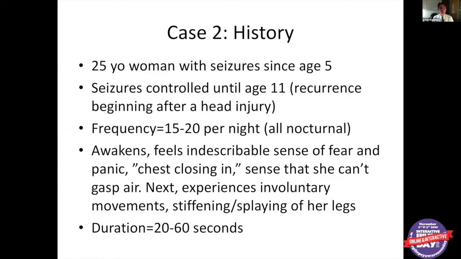So case 2. This is a really tough case, but very interesting. A 25-year-old woman whose seizures began at age 5. She actually did well. She was seizure-free until age 11, so 6 years.